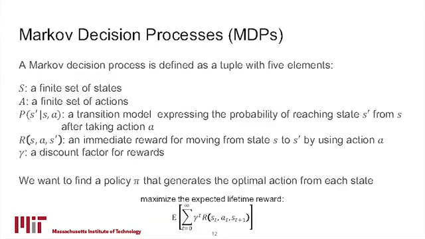So MDPs have a set of states, a set of actions you can take, a transition model, so essentially what's the probability of reaching some state if you take an action, an immediate reward function, and a discount factor. This discount factor is important because it allows us to prioritize gaining an immediate reward as opposed to an uncertain future reward. So the concept of a bird in the hand is worth two in the bush. Now, we want to find an optimal policy that will essentially map the best action for each state. And what we hope to get from this is a maximized expected lifetime reward. So we want to maximize the accumulated reward we get over the time steps.